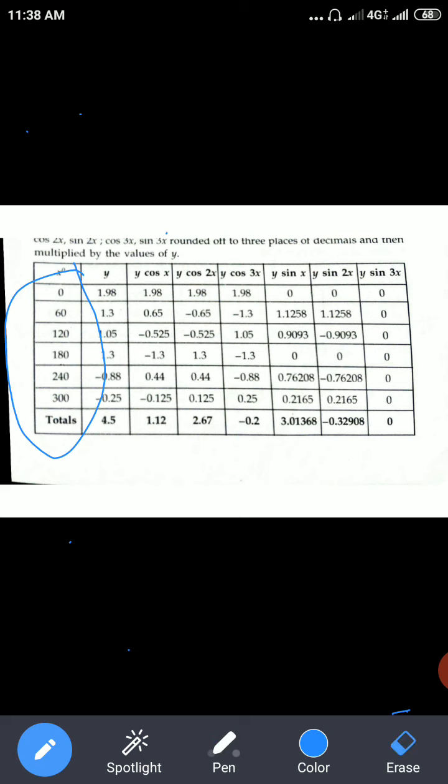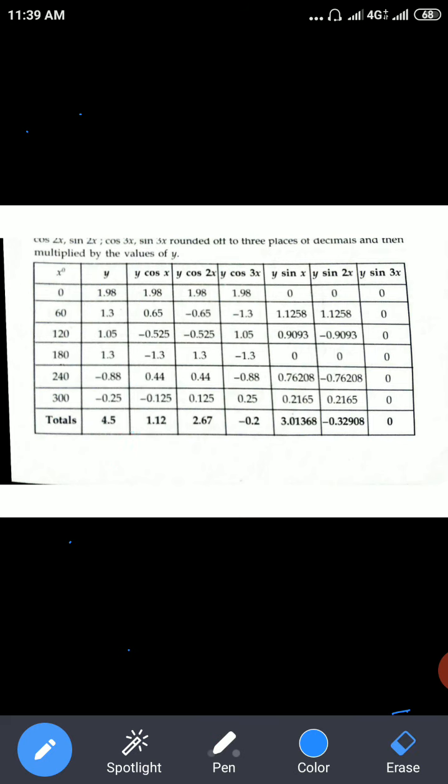Okay. So next thing is that here y values are there. The y values are 1.98, 1.3, 1.05, 1.3, minus 0.88, minus 0.25. So summation of y is required. When you add this column, you are getting 4.5. That's what he wrote there.